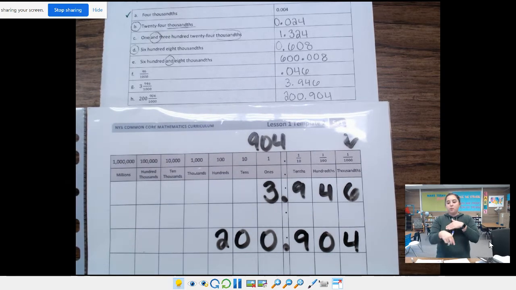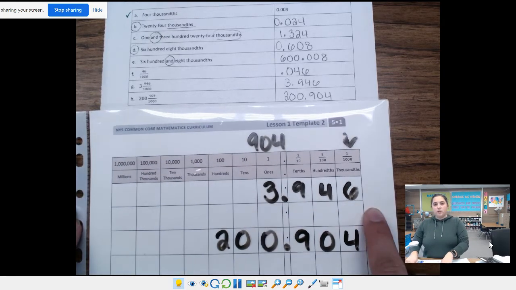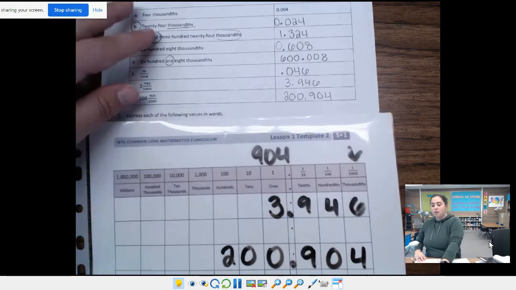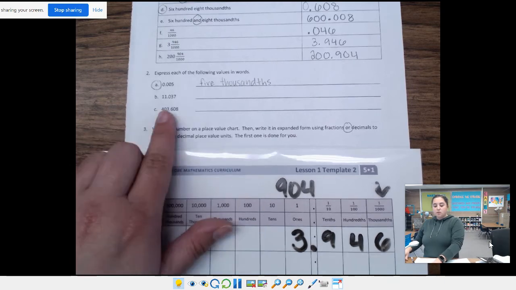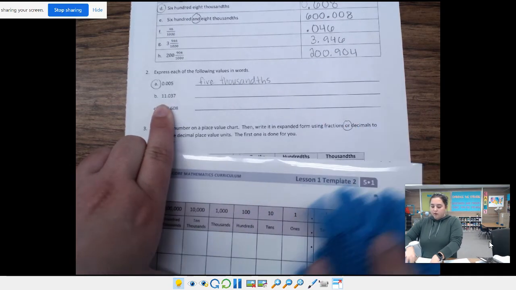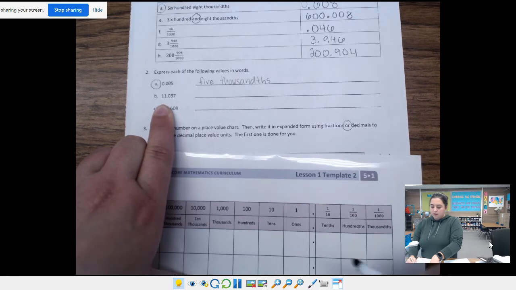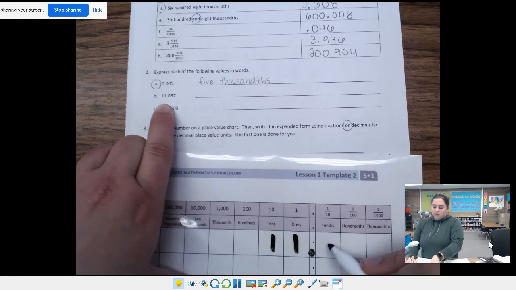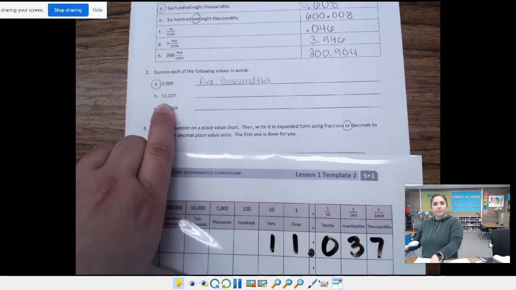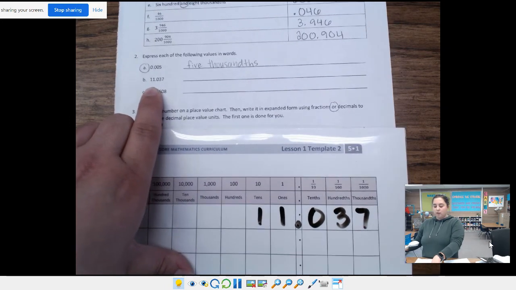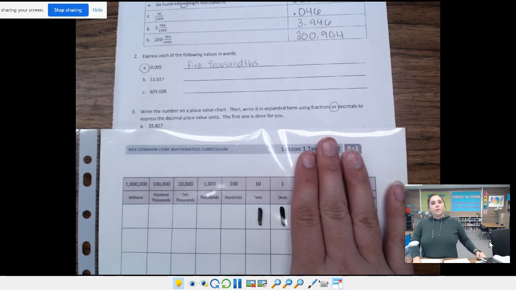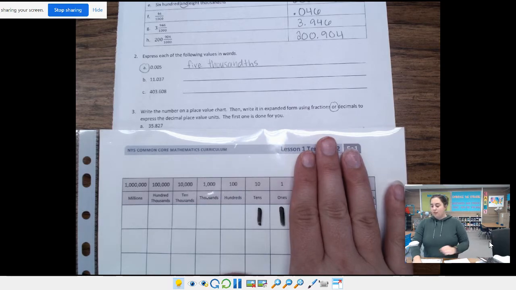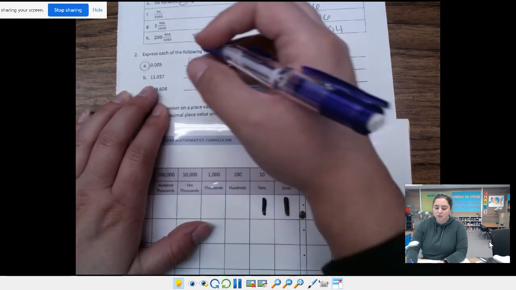Let's go the opposite way. So we're going to be given the decimal, and we have to write it in standard form, or sorry, unit form. So B, let's write that number on our place value chart. 11.037. Okay. First, let's do our whole numbers. What is that number? That would be 11. Let's write that.